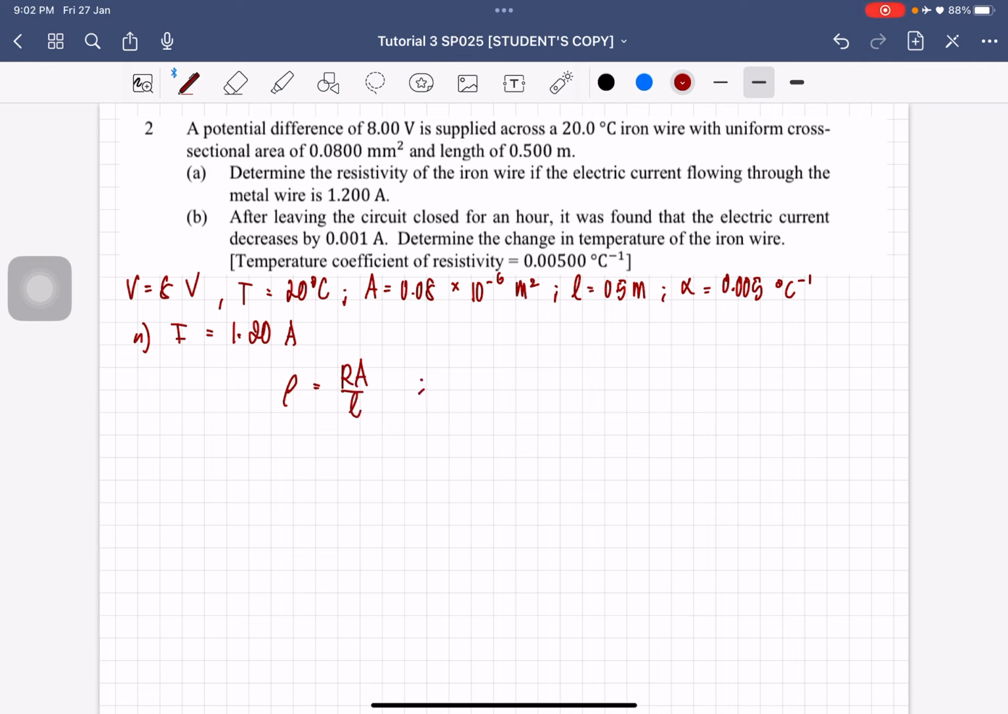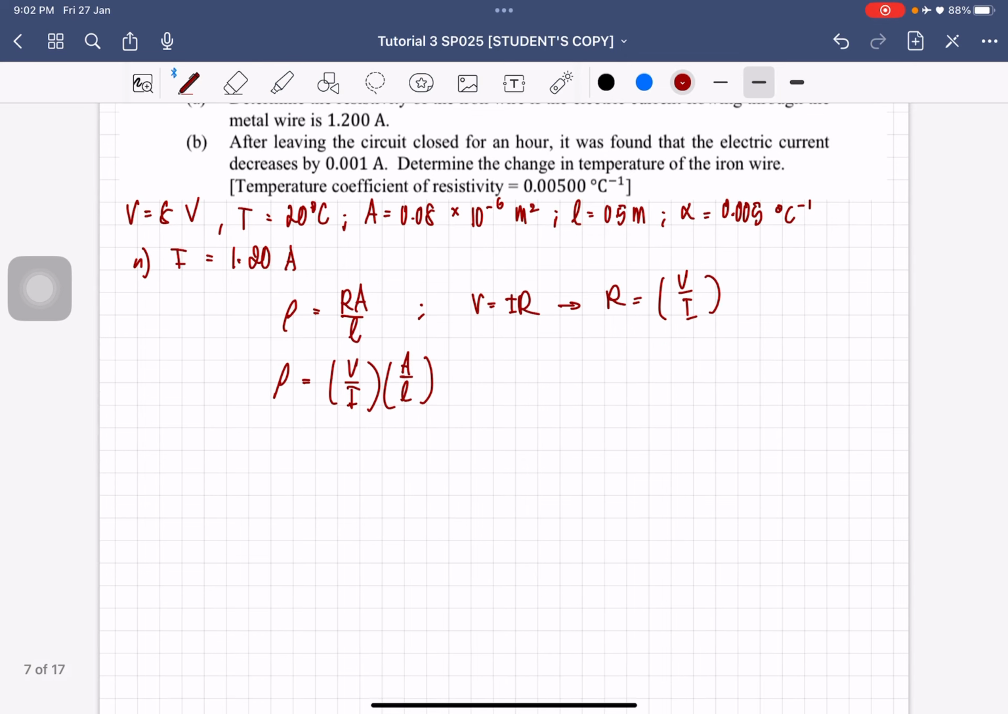We have to determine resistivity, where the formula is RA over L. However, we do not have the value of resistance, but remember we have Ohm's law. So from here we know that R is equal to V over I.